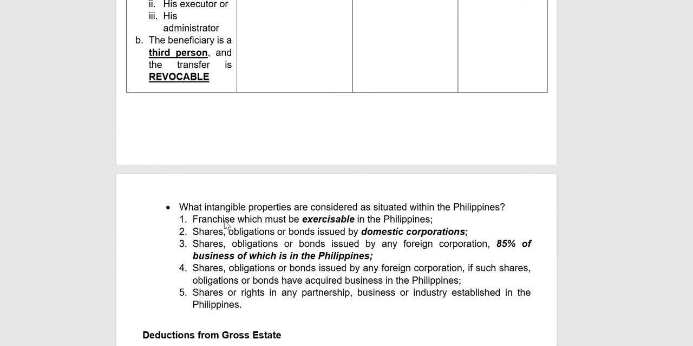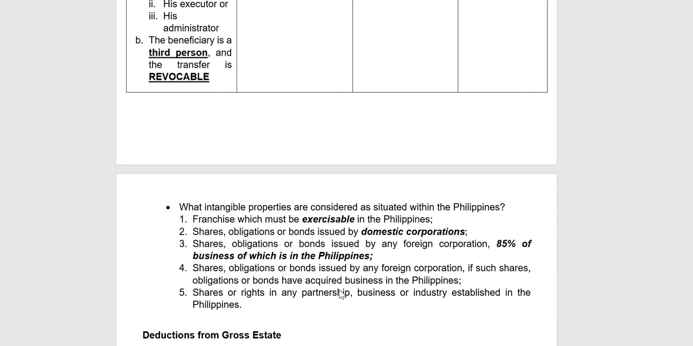First, if it is a franchise, it must be exercisable in the Philippines. If shares, obligations, or bonds, they must be issued by a domestic corporation. However, if it is a foreign corporation, 85% of the business must be in the Philippines. Shares, obligations, or bonds issued by a foreign corporation must have acquired business status in the Philippines. Next, we have shares or rights in any partnership or industry established in the Philippines.